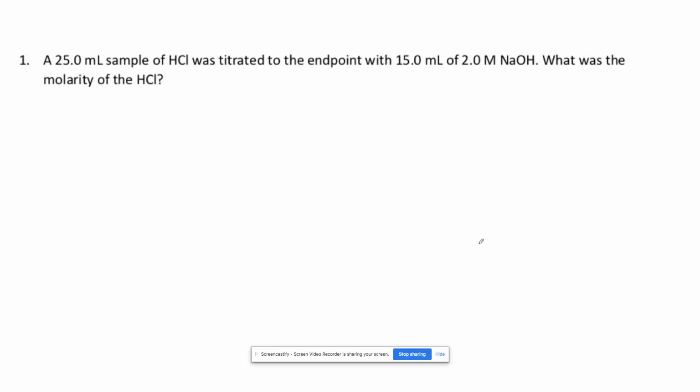Question 1, a 25 milliliter sample of HCl was titrated to the endpoint with 15 milliliters of 2 molar NaOH. What was the molarity of HCl? So first thing you need to identify is who is the acid and who is the base, because that's going to really affect things if we don't keep them organized. So who is an acid? Well, you could check table K. Table K is the acid table, and table L are the bases. So this HCl is an acid, and NaOH is the base. That will help organize our thoughts.